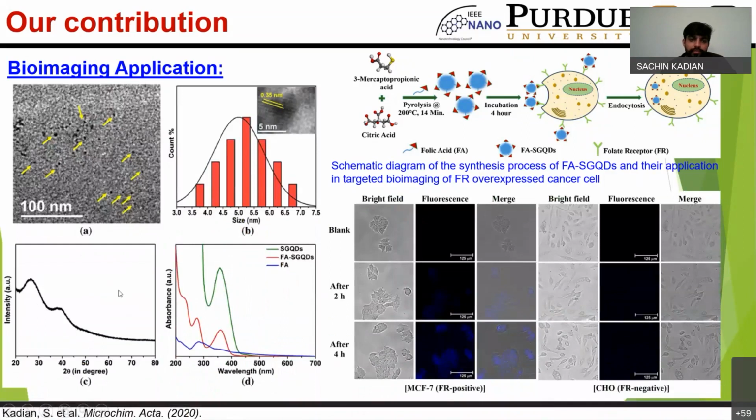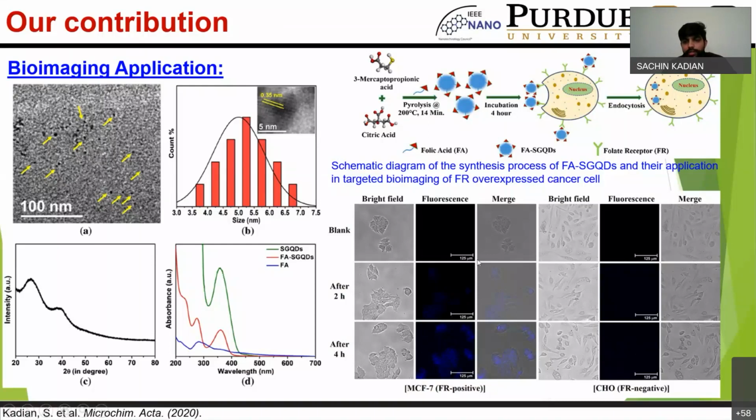First we confirmed the synthesis, and it can be seen that the peaks of FA were also present in FASGQD. We did lots of other characterization as well, but we are just showing that FASGQD was synthesized successfully. And then we came to our main study, the bioimaging of FR positive and negative cells. FR positive are cancer cells, and these were the normal cells.